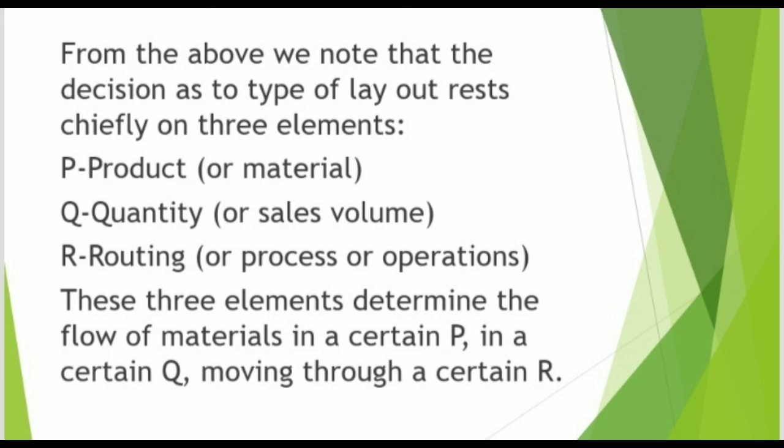P, product or material; Q, quantity or sales volume; R, routing or process or operations. These 3 elements determine the flow of materials: a certain P in a certain Q moving through a certain R in a certain hour.